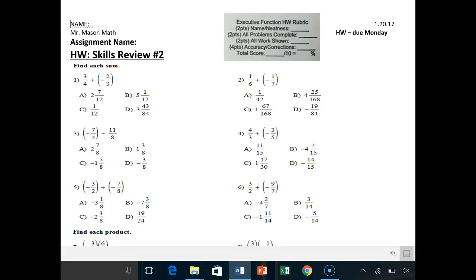I'm going to help you out with homework skills review number 2, very similar to skills review number 1, with a little bit of some different problems on the back. But let's get some homework done before the weekend. So remember, when we're adding fractions, we need to find common denominators.